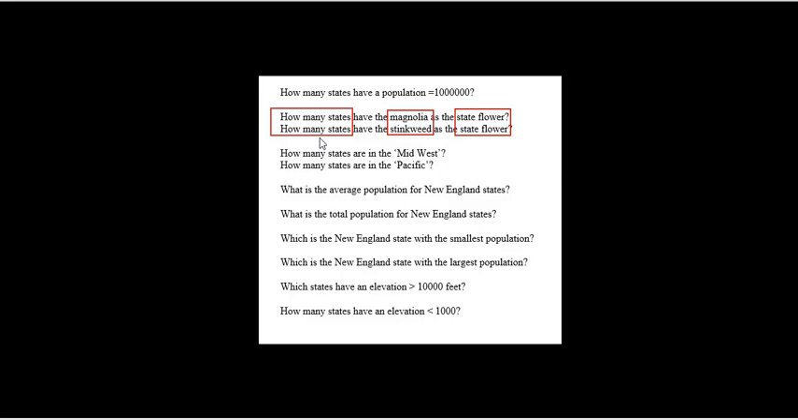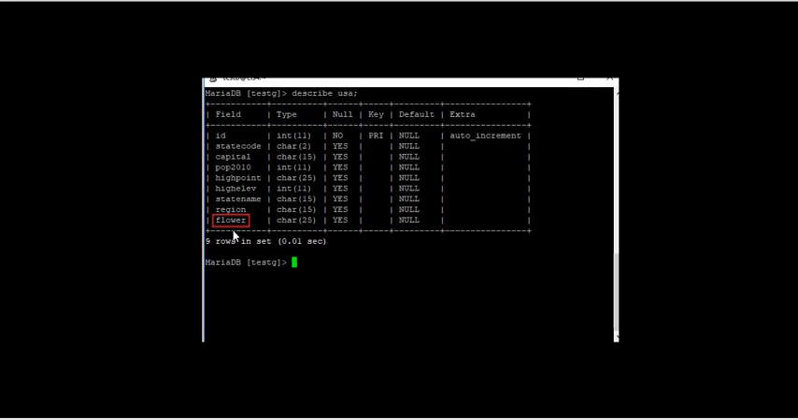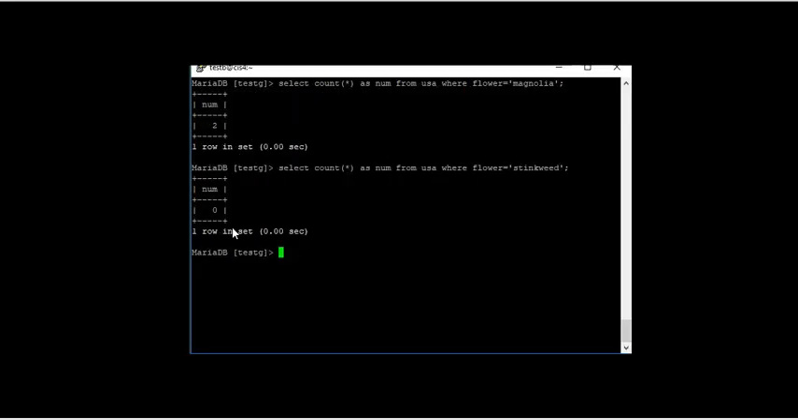Now, the next two questions both have how many states, so again, we're talking count. Magnolia and stinkweed, those are both going to be the data that we're comparing the field to. The question is, what's the field? It's not state flower. Let's take a look. It's actually called flower. So the command is going to be select count as num from USA, where flower equals magnolia. We see the num is 2. And when we do it where flower equals stinkweed, the num is 0.